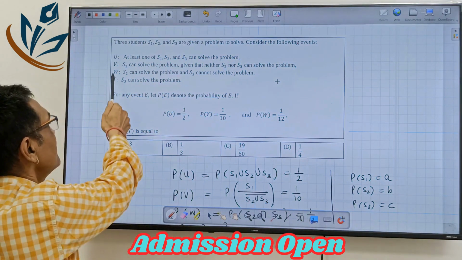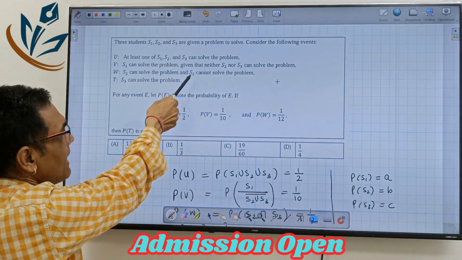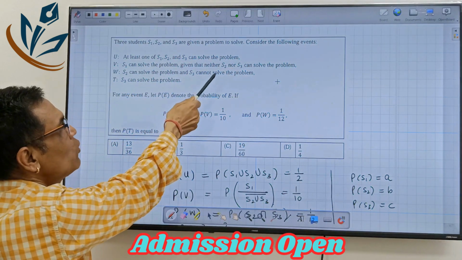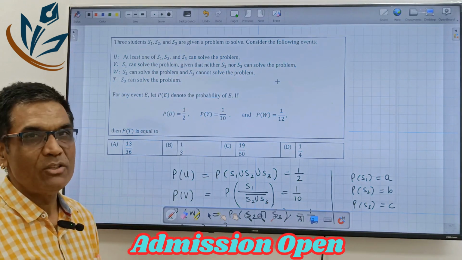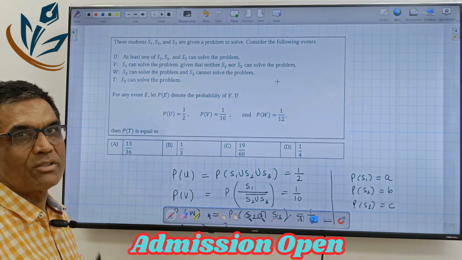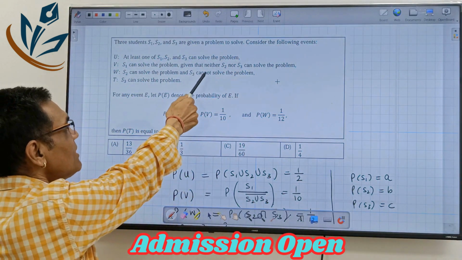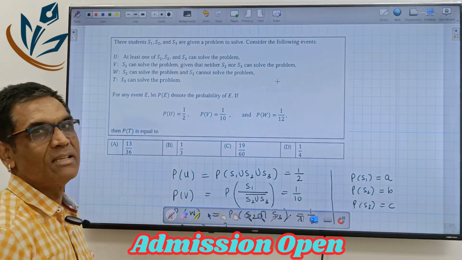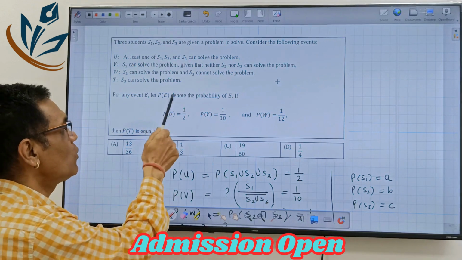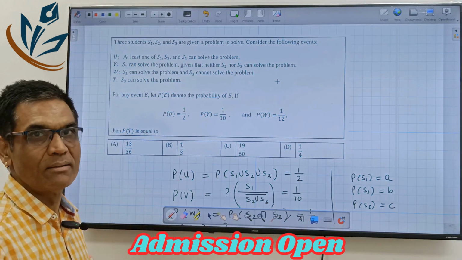Let's understand event V: S1 can solve the problem given that neither S2 nor S3 can solve the problem. Now here you have to understand the underlying concept. When there is an either-or, it would be S2 union S3. Whenever there is a neither-nor, it will be S2 union S3 bar.